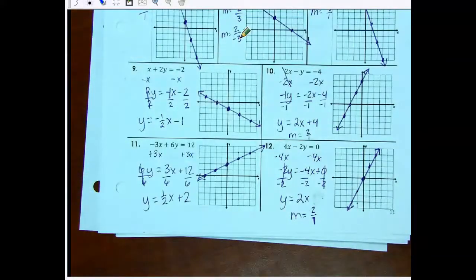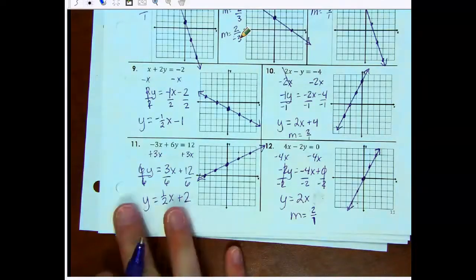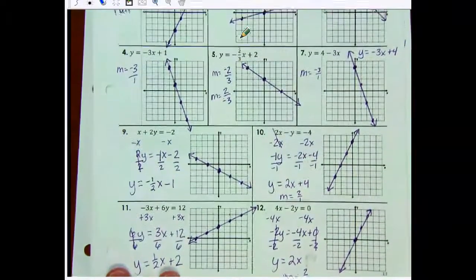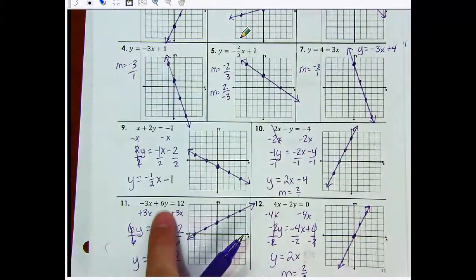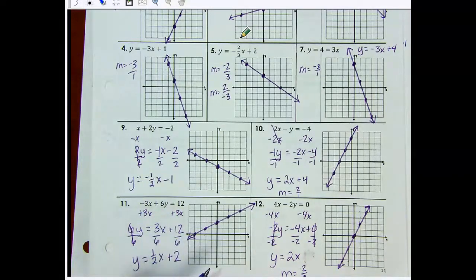And there you go. So that is graphing a linear equation, whether you're in slope-intercept form already or in standard form. So if you're in standard form, you just want to convert it to slope-intercept form and then graph using the y-intercept and then the slope to get some more points.